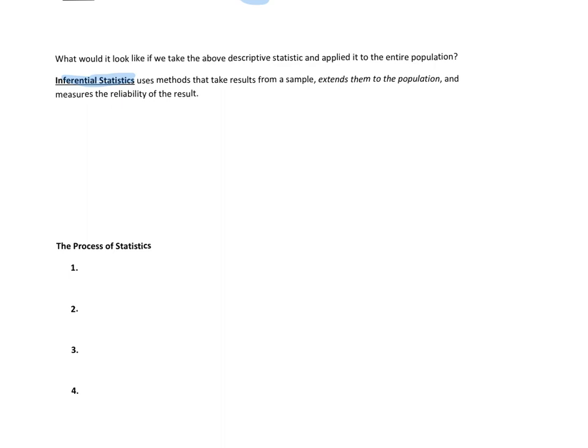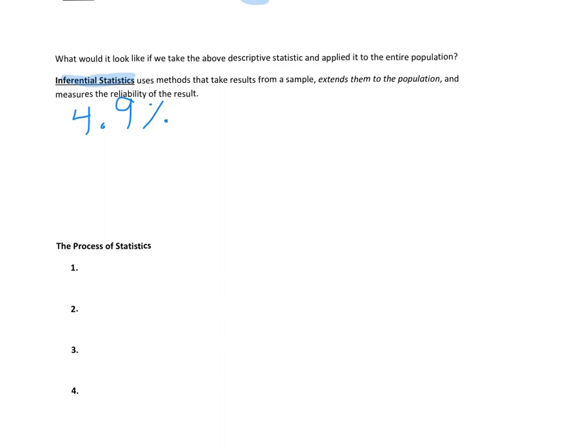So inferential statistics uses methods that take results from a sample, extends them to the population, and measures the reliability of the result. So we have that 4.9% from up above. So when we extend them to the population, we know that if we take a different sample, we're going to get a different proportion. But if it's a good sample that represents the population, the numbers should be approximately the same.